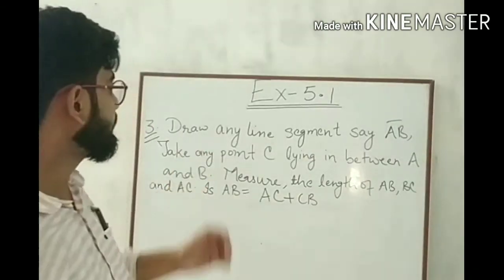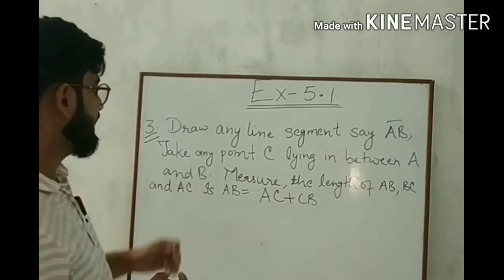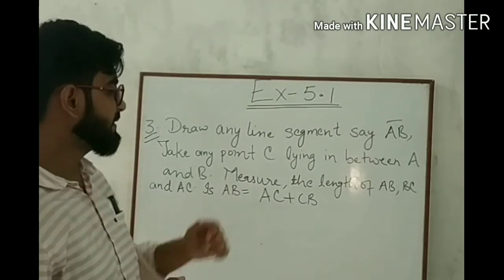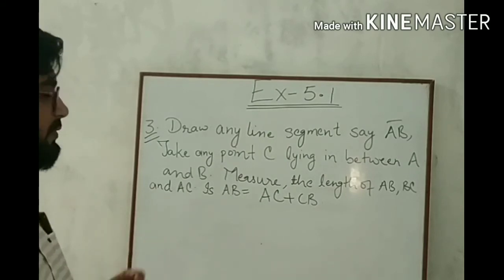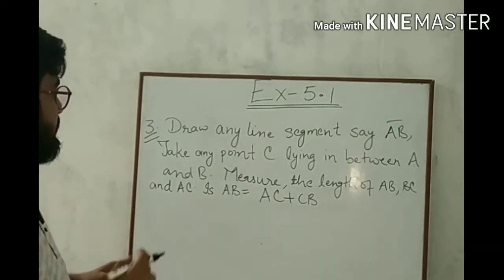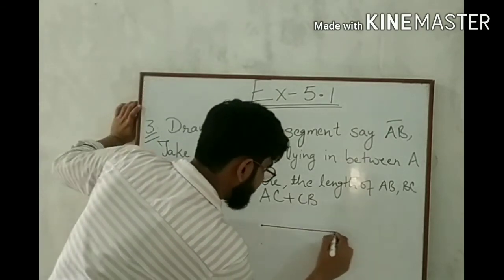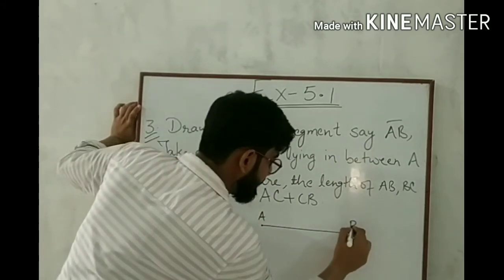Now, the third question of the exercise is: draw any line segment, say AB. Take any point C lying between A and B. Then measure the length of AB, BC and AC. Is AB equal to AC plus CB? So what do we have to do? First of all, we have to draw one line segment, and the name of this line segment is AB.